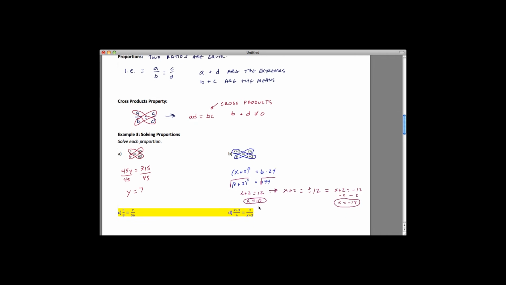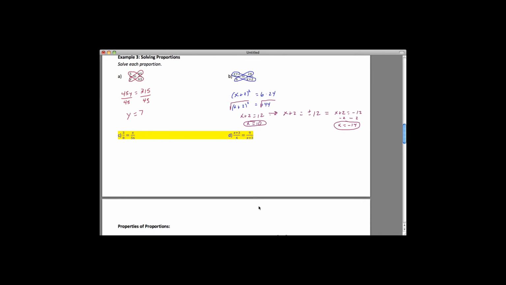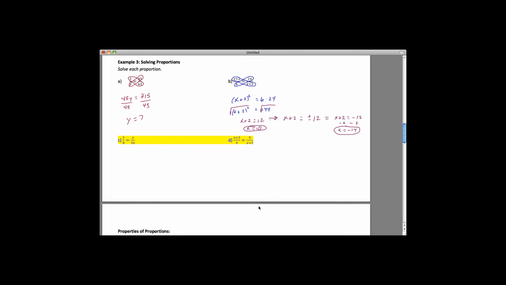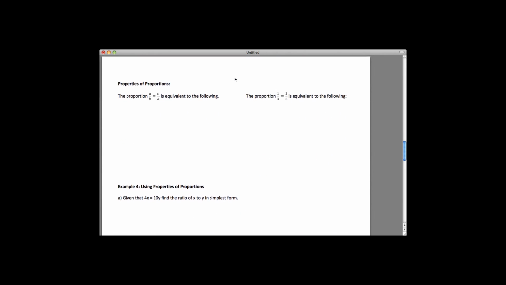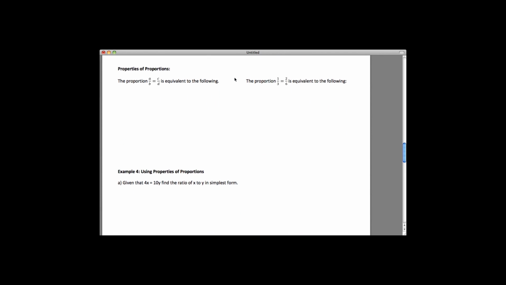Okay, this highlighted example, I am going to scroll up and leave this top one here for you to do. Notice you have a very similar situation in C and D as you did in A and B, so solve those and bring those to class. We will talk about those. Okay, the last thing here is a couple properties of proportions.